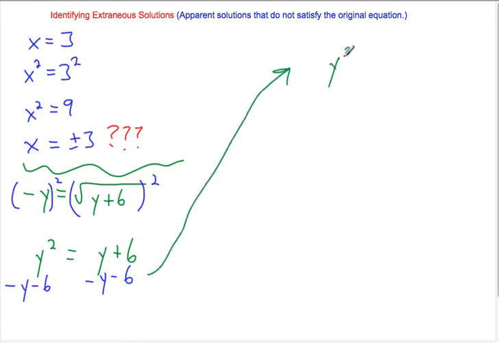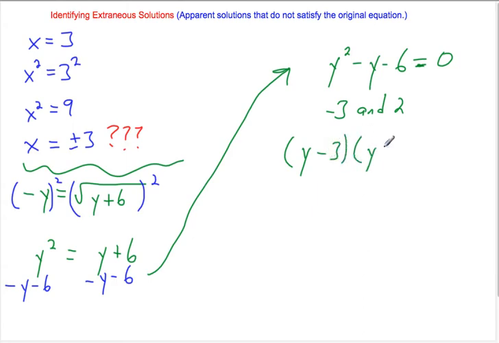And we'll continue up here. So I end up with y squared minus y minus 6 equals 0. Now I know factors of negative 6 that add to negative 1 would be negative 3 and positive 2. So y minus 3 times y plus 2 should equal 0. Let's double check that. y squared, negative 3y, and positive 2y, and then negative 6. So we're good. So we know that y is going to equal 3, or y is going to equal negative 2.